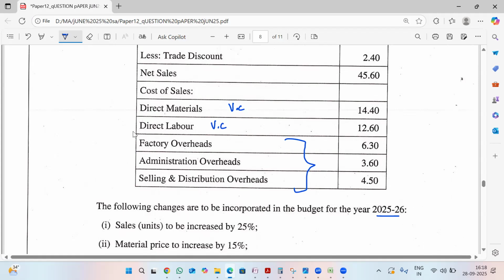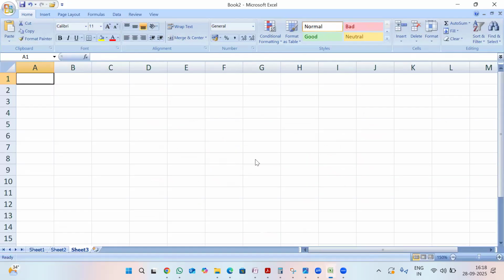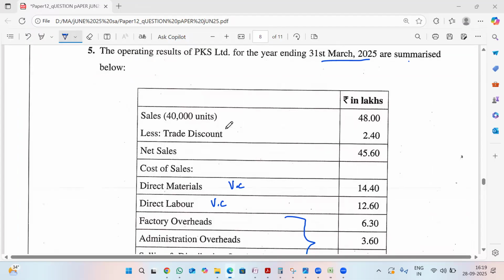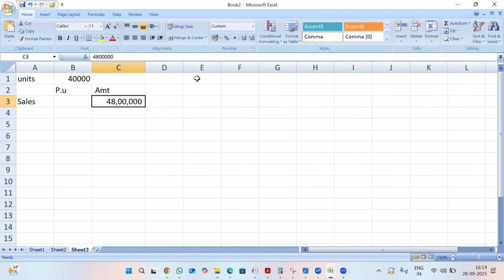So now let's see. My unit is increased by 25%. So how many units I am having? 40,000 units. Great. So units is 40,000. So I'm just portraying the information, whatever the information it is available in the question. So my sales is for 40. Here I'm having per unit column as well as amount column. So sales 40,000 units, that is 48 lakhs. So per unit will be 48 lakhs divided by 40,000. So 120 rupees.